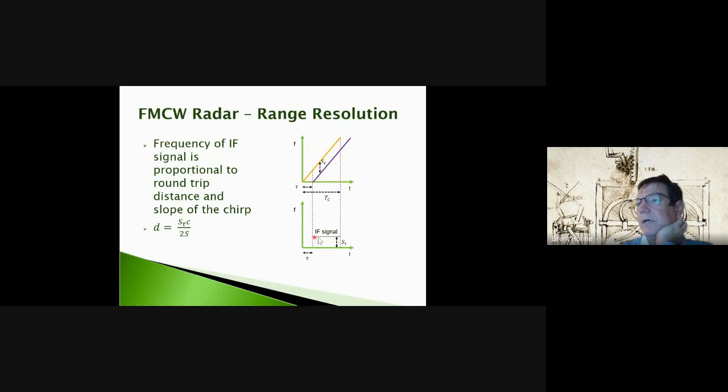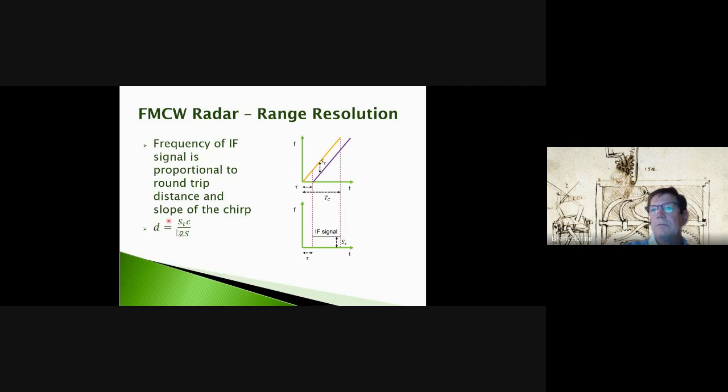So constant frequency. Where that frequency now is, we'll call it S of tau, right? So we have this as a slope. And so we take this frequency and multiply it by the speed of light, or speed in the medium, and divide that by 2 because of the round trip distance, and factor in the slope, and we get the distance.